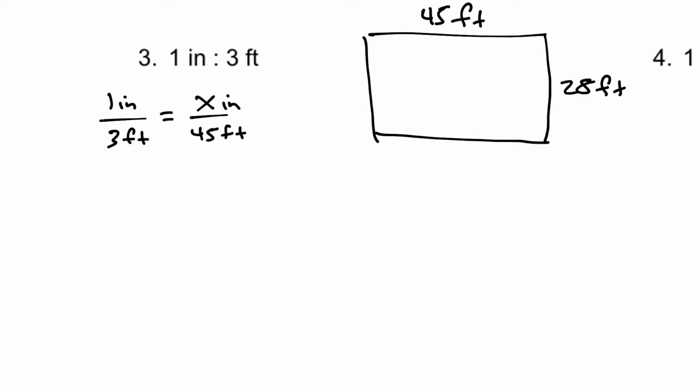Now let's do our cross products. So we're going to go 3 times X equals 1 times 45, divide both sides by 3, and we get X equals 45 divided by 3, that's 15. And again, we were solving for X in inches. So our units would be inches. So the 45 feet in the actual room using this scale would be 15 inches on the scale drawing.